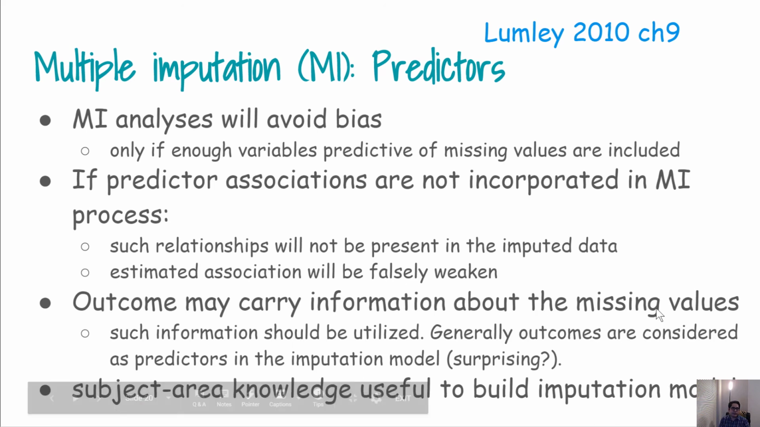From the subject area knowledge, we can try to figure out why the variable was missing, and then we can also think about what are the variables that are predictive of the missing variable, or what are the reasons of the variable being missing, what are the variables that are highly associated with the missing variable, and all of those could help us try to build a better prediction model.